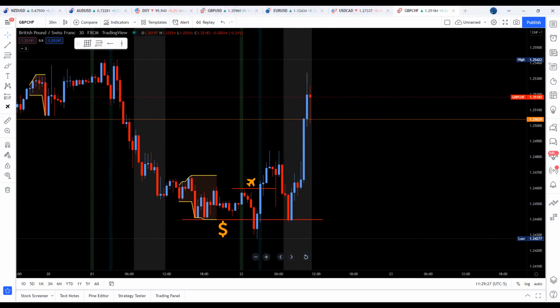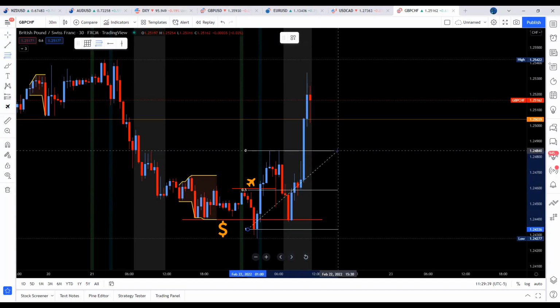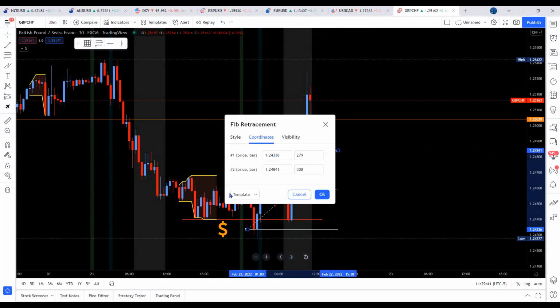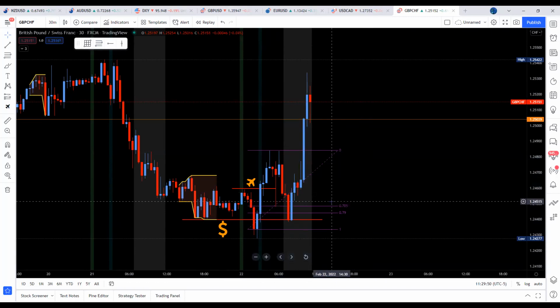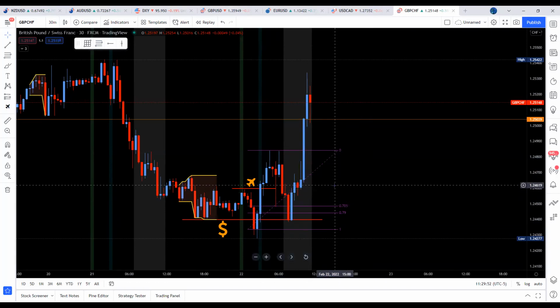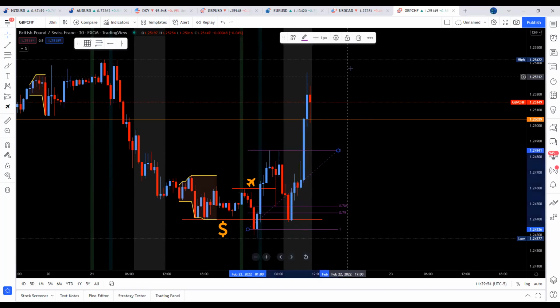Or use the fib. We can use the Fibonacci. The 78.6, 79, yeah, perfect. You could have used the 79% or the 88.6. Yeah, that's perfectly fine. Sniper entry, there we go. Yeah, absolutely, you absolutely could have.